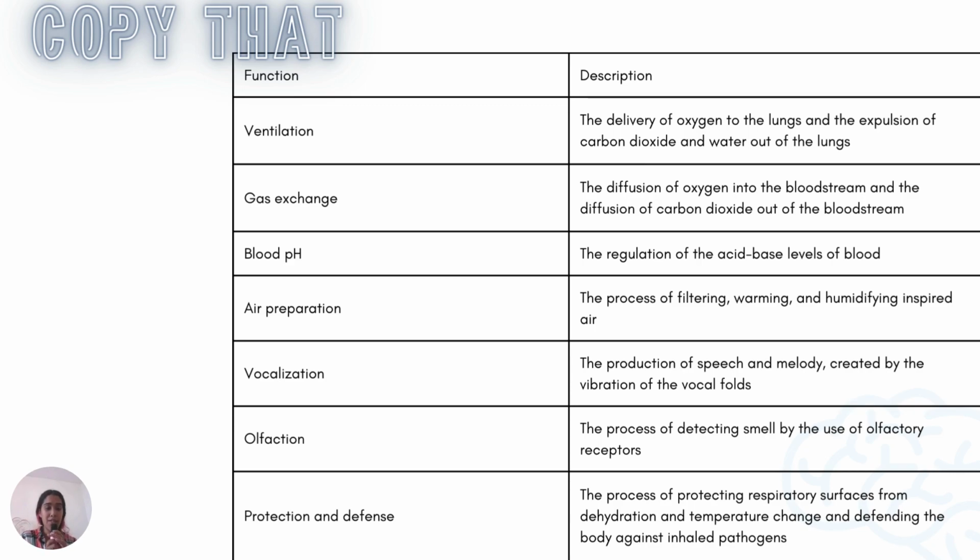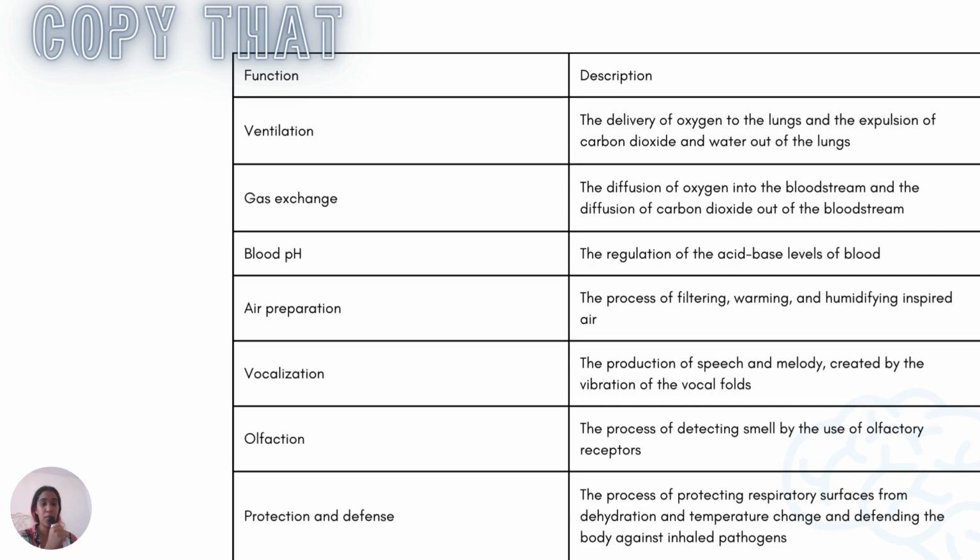Okay, I like to get started with a very simple one, so go ahead and pause and copy that. Ventilation is the delivery of oxygen to the lungs and the expulsion of carbon dioxide and water out of the lungs. Gas exchange, some people get these two confused, is actually the diffusion of oxygen into the bloodstream and the diffusion of carbon dioxide out of the bloodstream. So if carbon dioxide is going out, there is going to be a gas exchange. Okay? Blood pH is the regulation of the acid-base levels of blood.